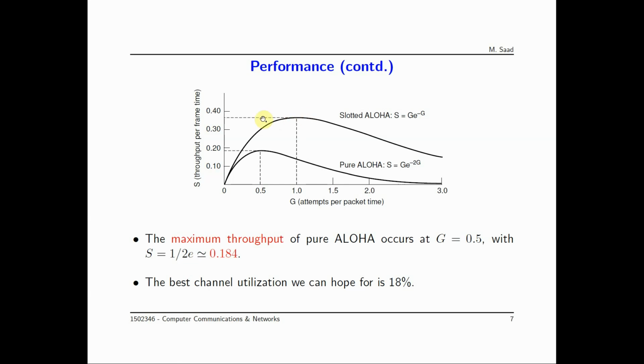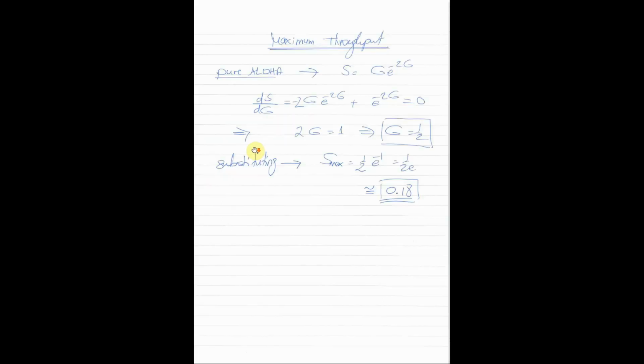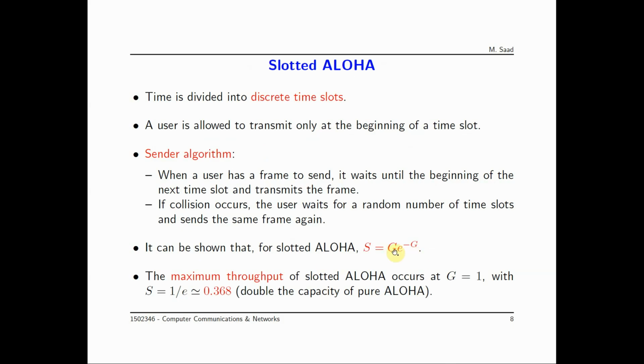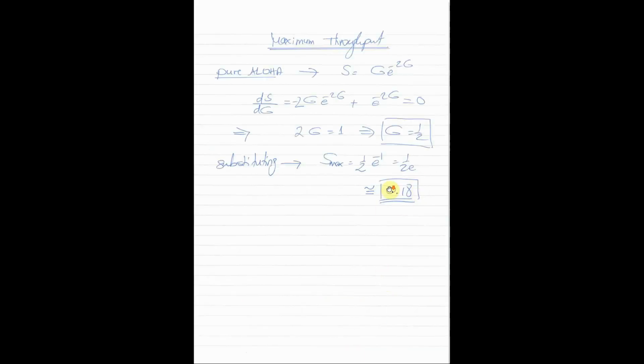To get the actual maximum value for S, we simply substitute G equal to 1. So 1 times e to the power of minus 1, which is simply 1 over e, which is 0.368. So the efficiency is about 36.8%, which is double that of pure Aloha. Just by introducing the idea of time slots, which further organizes transmissions, the maximum efficiency is doubled from 0.18 to 0.36.